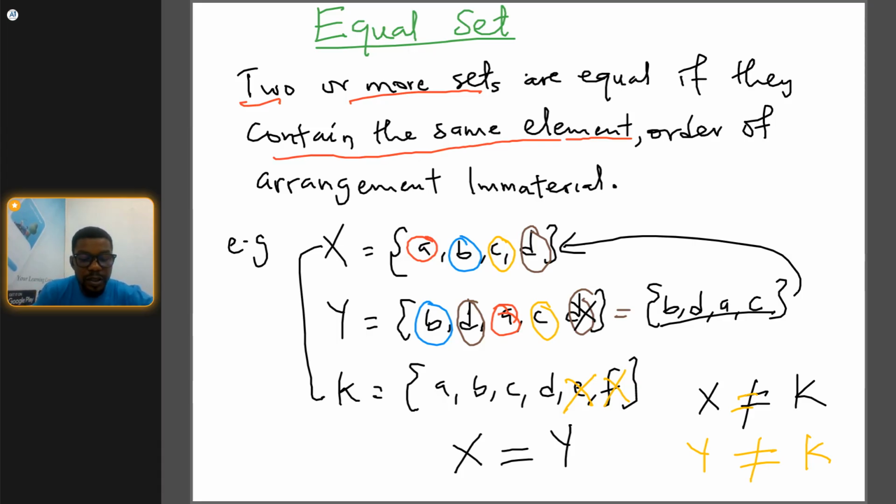The next terminology is equivalent sets. Equivalence is different from equal. Get it right. Equal and equivalent are totally different. So let's try to explain what equivalent is all about.